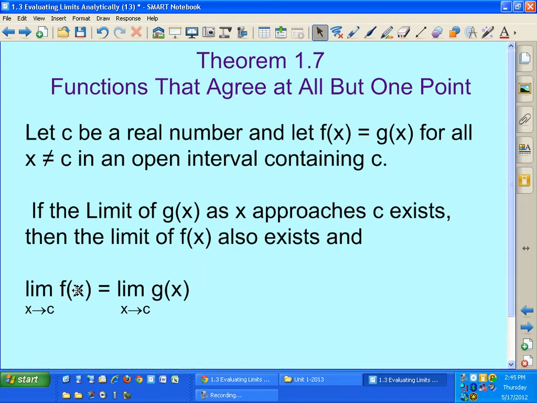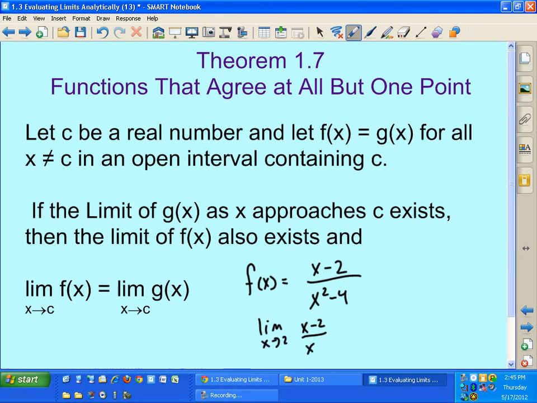So for example, if I said that f of x was something like (x minus 2) over (x squared minus 4). Well, if I was doing a limit on this function, the limit as x approaches 2 of (x minus 2) over (x squared minus 4), if I plug 2 into this, you will see that I will get a value of 0 divided by 0, which does not work for us.